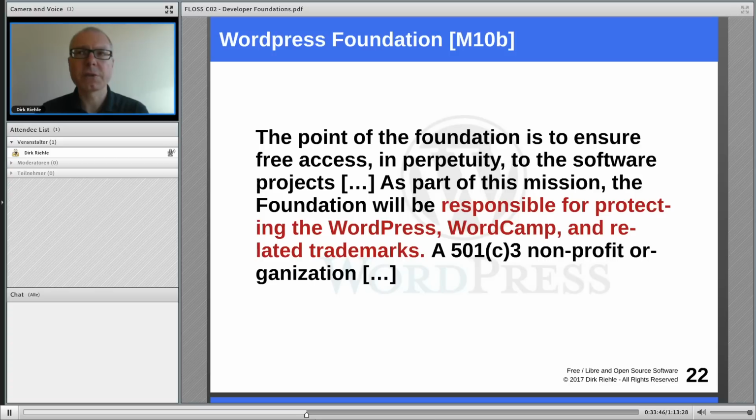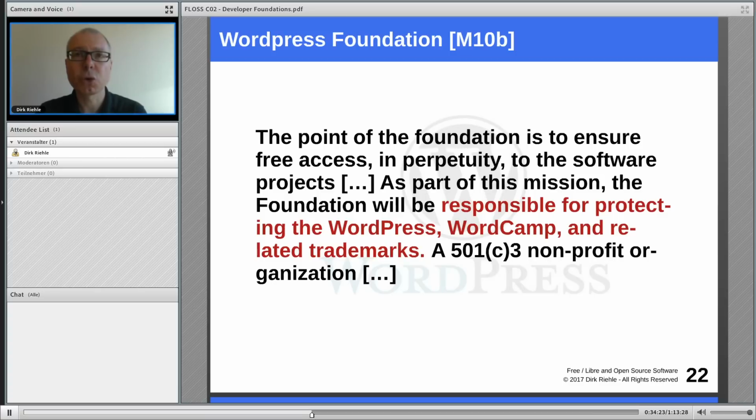So as an example, here's the WordPress Foundation from its website. The foundation exists to ensure free access and perpetuity to the projects. The foundation will be responsible for protecting the trademarks, the WordPress, WordCamp, and related trademarks. It's a 501c3 non-profit organization. So 501c3 are really for the public interest. These are true foundations. And the WordPress Foundation takes over all the intellectual property rights.